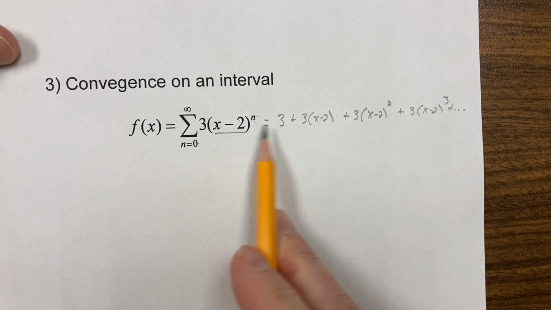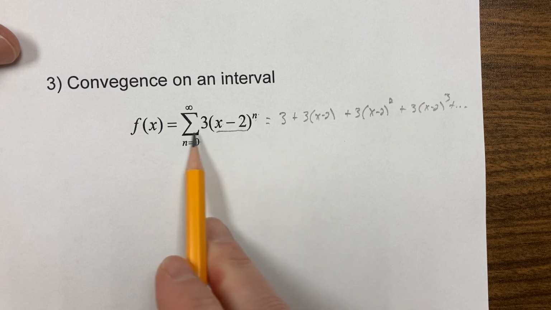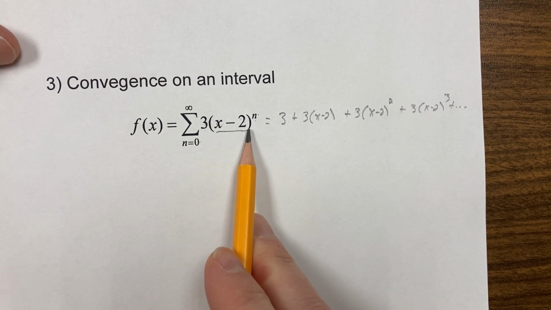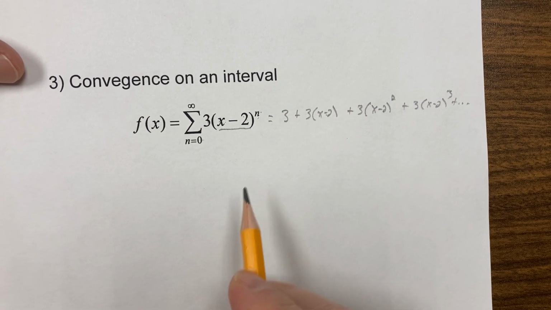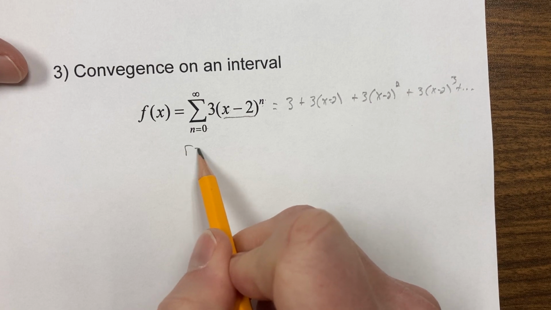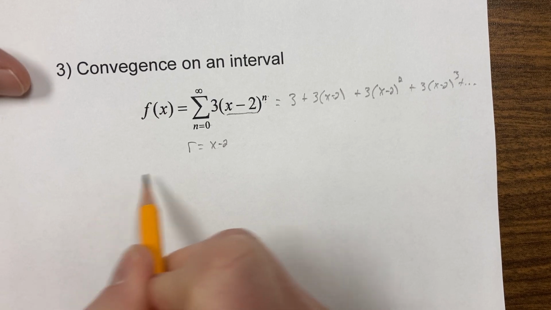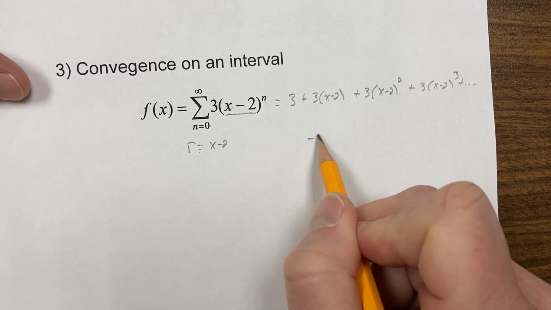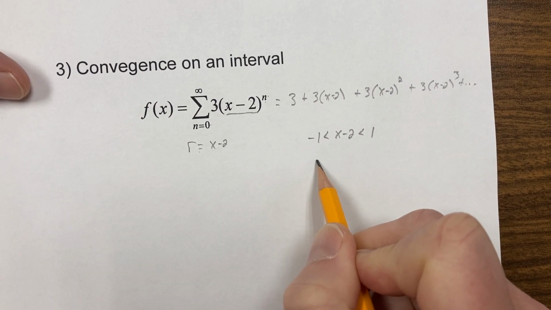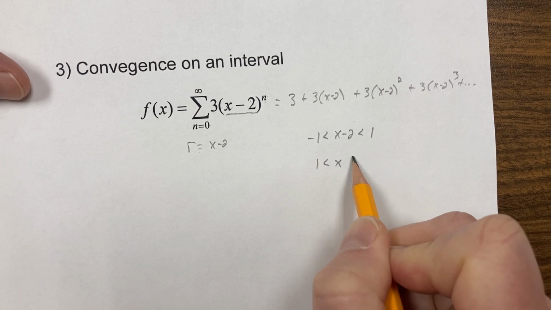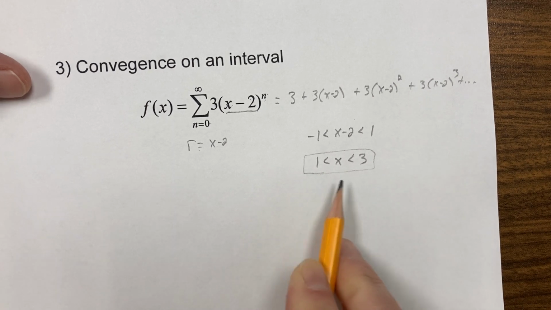X minus 2 is the common ratio. And so this is fine. This is exactly what it would be, except that will only be true if the common ratio is between -1 and 1. So since we know that our common ratio is x minus 2, that's what we're multiplying by over and over again, then that ratio has to be between -1 and 1. And if we add 2 and add 2, then we get an interval of convergence of x between 1 and 3, which kind of makes sense.